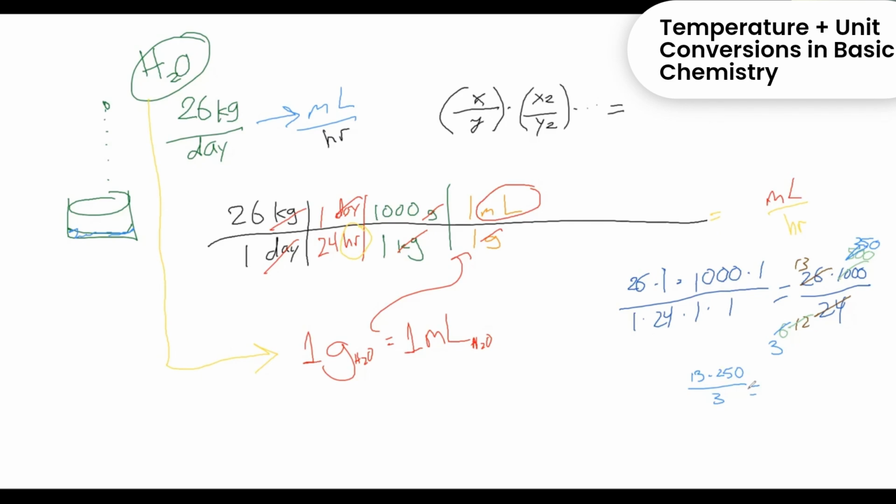You guys can do this yourselves. You could have done it from the beginning. You get the same answer. All right. You end up with 1,083.333 repeating. And this is in milliliters per hour.